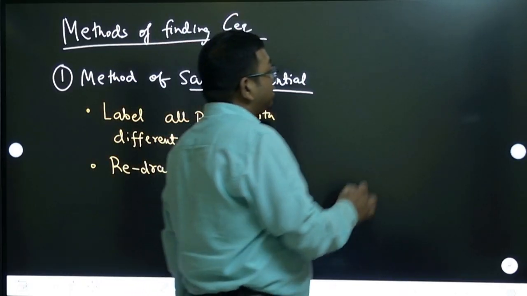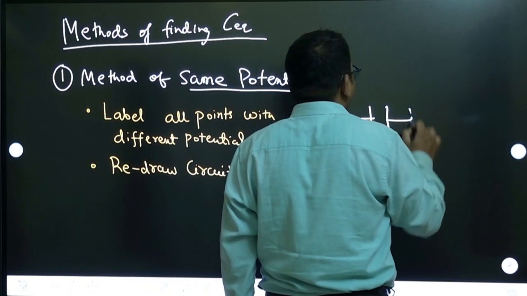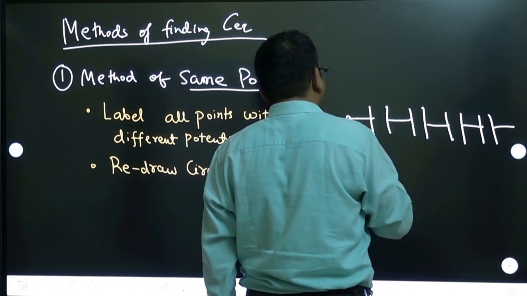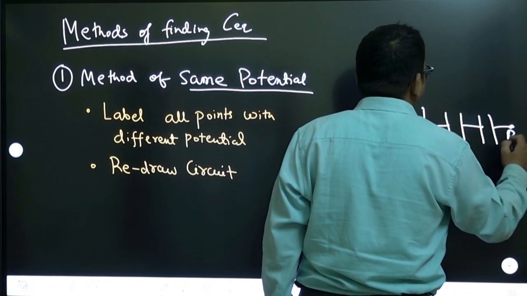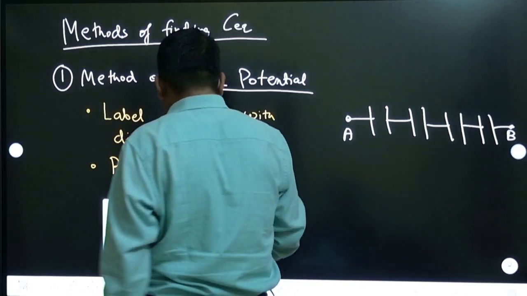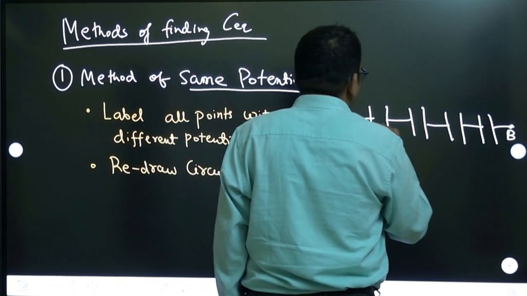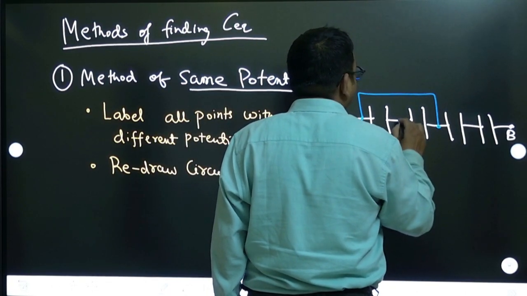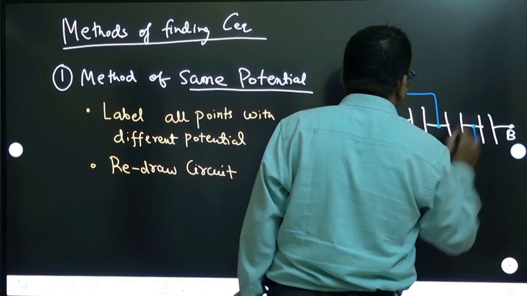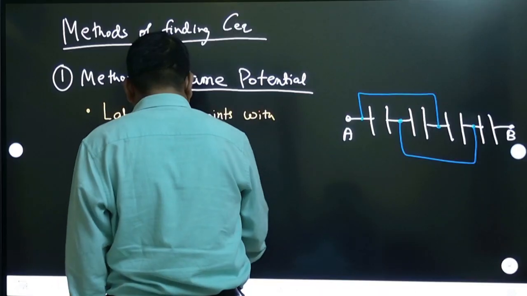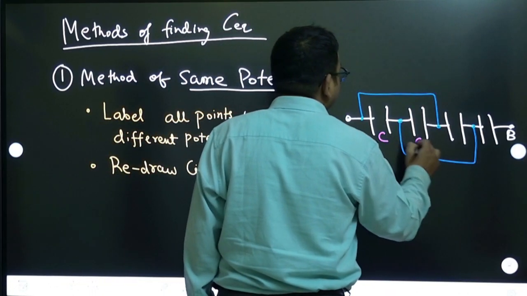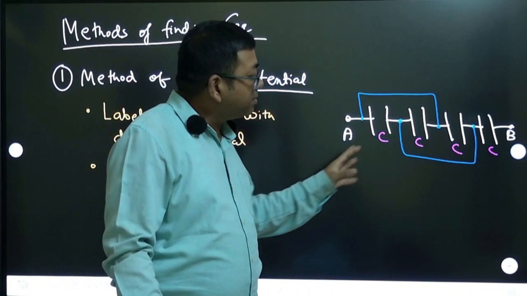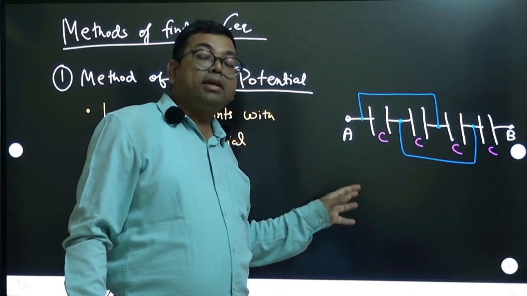Let us try to take an example. There is a capacitor, there is another capacitor, another capacitor, another capacitor. 4 capacitors are there. This is point A and B. Now they are saying that this point and this point are connected, and this point and this point are connected. Each capacitance is C. Now they are asking to find the equivalent capacitance between A and B.